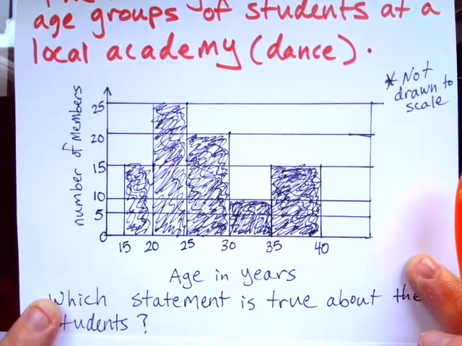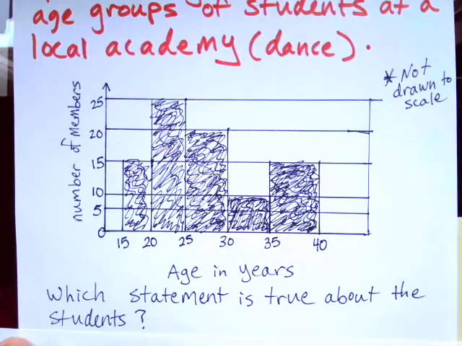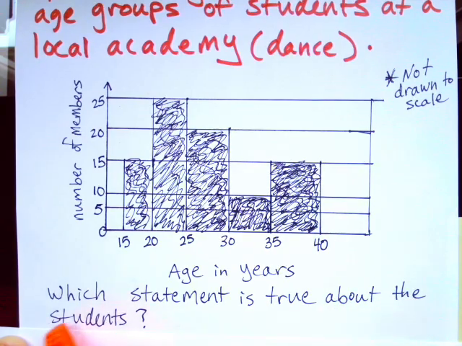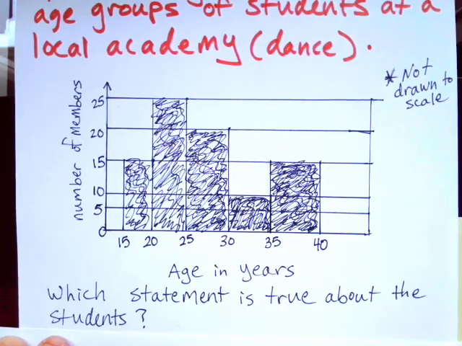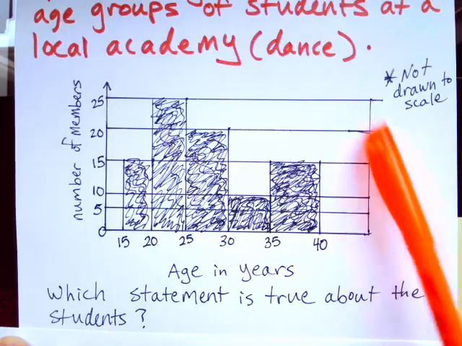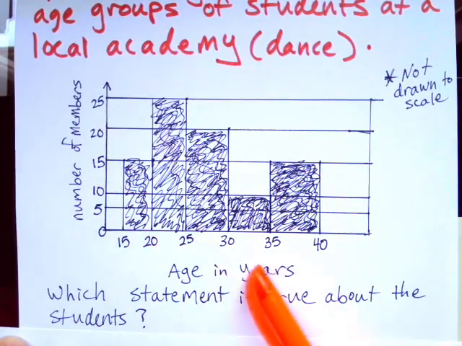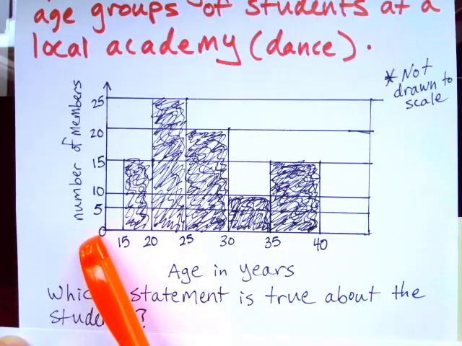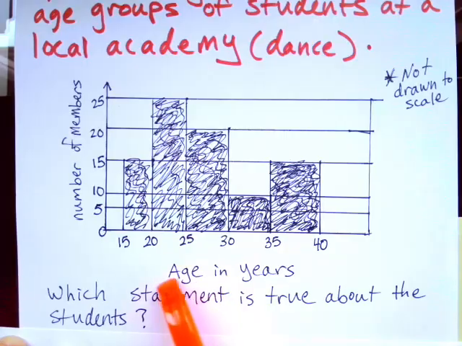So the question is, which statement is true about the students? You're going to have A, B, C, D, and E. So first, let me just try to explain this graph. Histogram. This is a graph. It's got data. The bottom, 0 through 40, represents age in years.